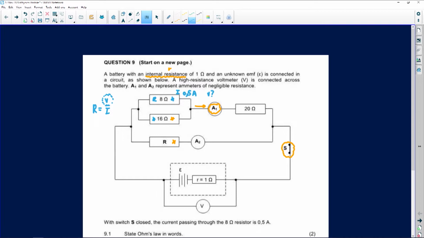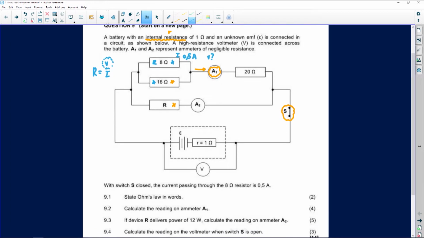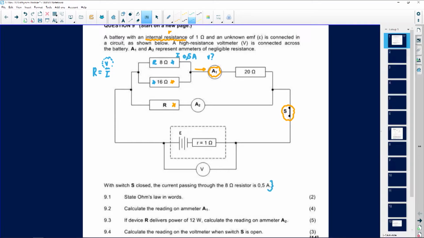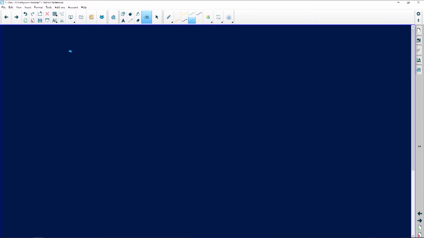Why? Because for resistors in parallel, the potential difference will be the same. So for 9.1, let's answer that first then. 9.1 says we must state Ohm's law. We already are given this information, so I do know somewhere, somehow, the information will then come along. So let's answer 9.1. Now, they do ask for Ohm's law in words. Remember, if they ask you to define something, it must be the words exactly as it is.